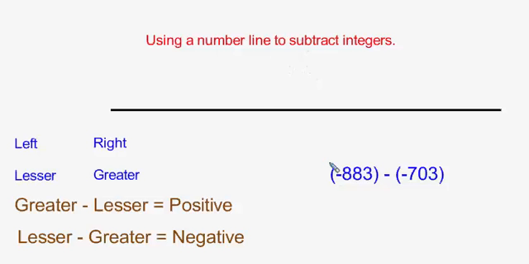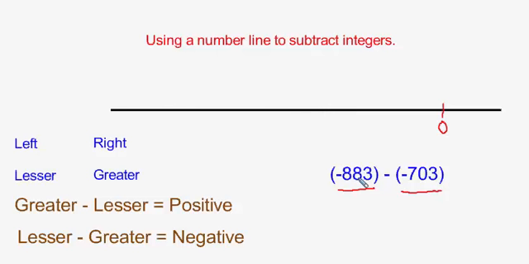In this problem, I'll use a real number line to subtract two negative integers. My first integer is negative 883. My second is negative 703. The fact that they are both negative means that they're both going to be labeled to the left of 0. So I will put the 0 here to give myself plenty of room to write.